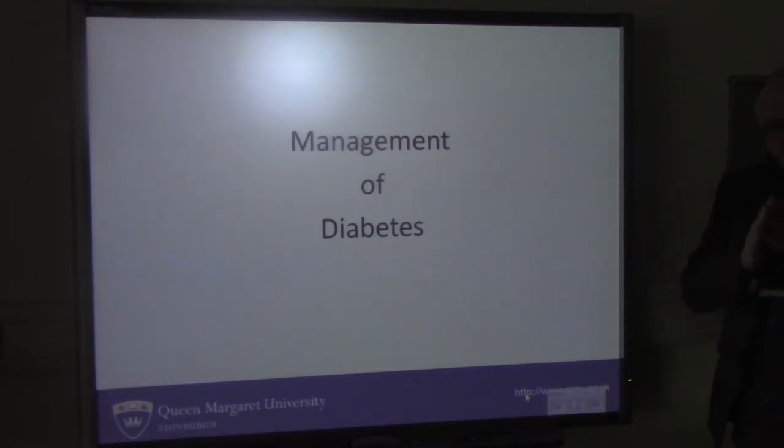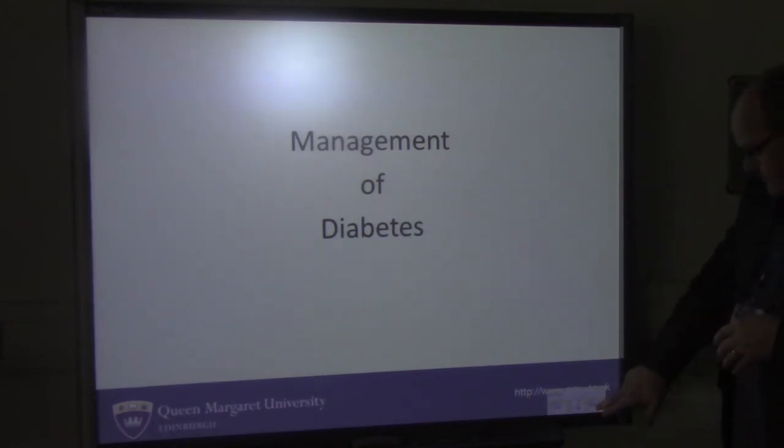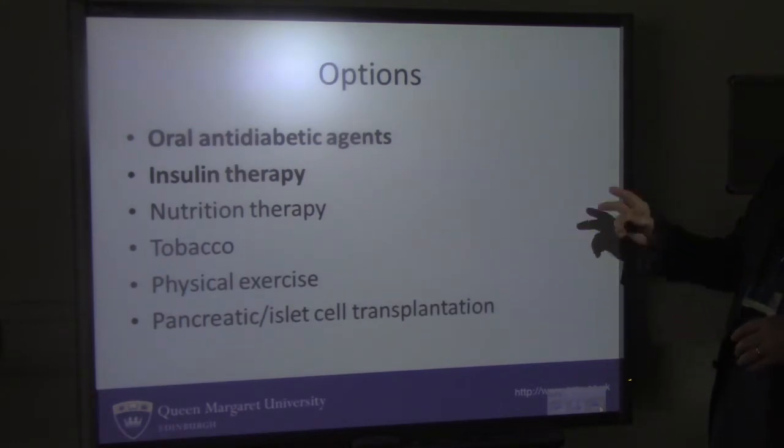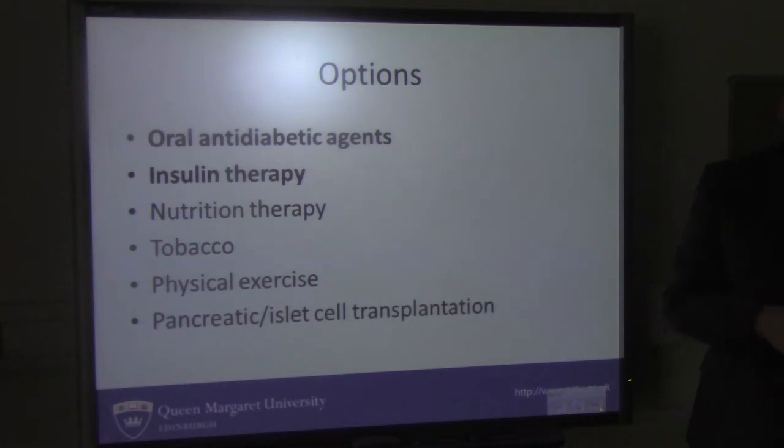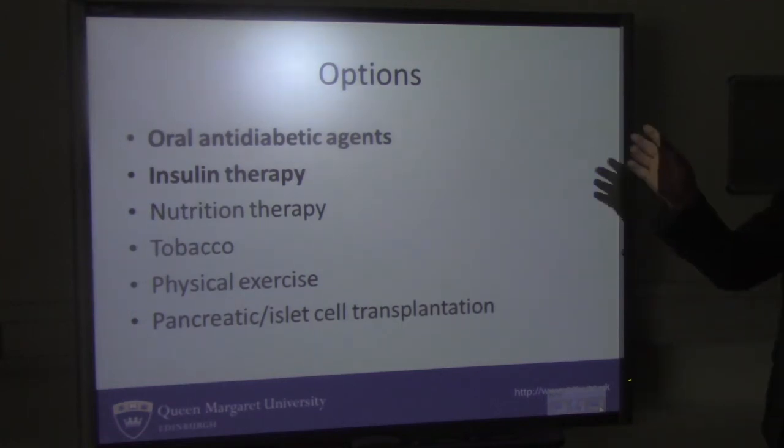So it's worthwhile, if you haven't done so, to pause the film now and read through and refresh your memory of your understanding of the drugs used to treat the two types of diabetes, because we're now going to move on and focus on the treatment of diabetes. The two things that we are looking at are going to be the oral antidiabetic agents and the insulin therapy.